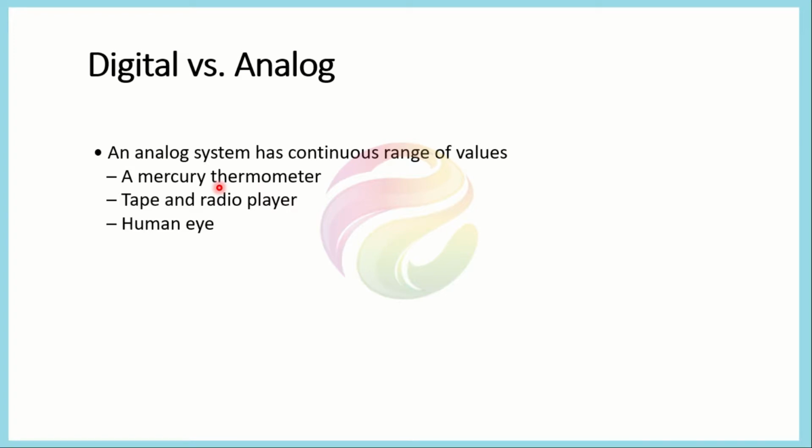Generally, the mercury thermometer, or this type of system, is considered a continuous system, or we can say an analog system. In this kind of analog system, we have all the values of the temperature measured.